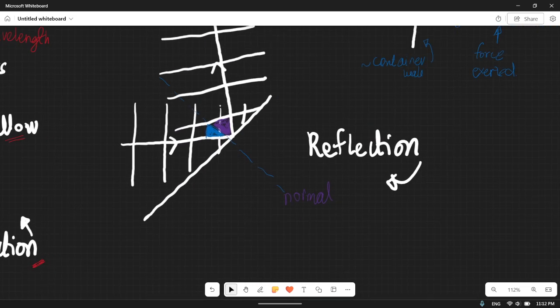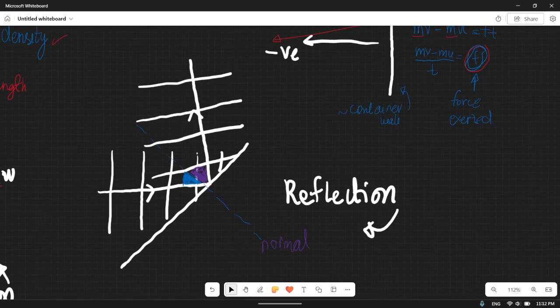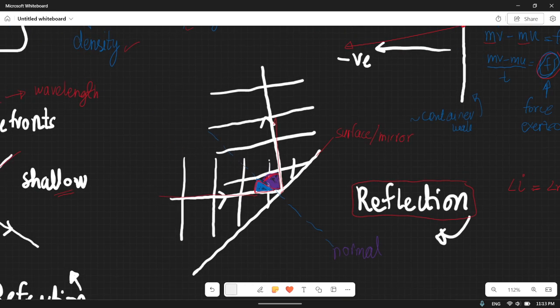We also have something called reflection of ripples or waves. Now, one thing about reflection that you need to know is that the angle of incidence is always going to equal the angle of reflection. Okay, so when we have a surface over here, or let's say a mirror, when a wavefront or ripples come like this, the angle of incidence formed over here, when it hits this and it goes in this way, is going to be the same angle over here. This shows us that reflection has taken place.